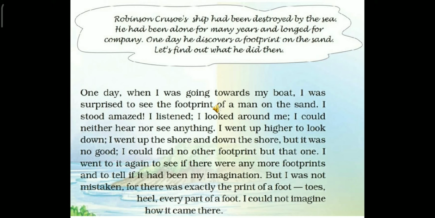And how was he so sure? Because in that footprint, there were prints of the toes, heel, every part of a foot. I could not imagine how it came there. All right, students, now you see, the footprint of a human is very much different from the footprint of an animal or a bird. Now, had it been the footprint of an animal, Robinson Crusoe would have definitely understood. But the footprint that he was seeing there completely resembled a human's foot. Yes, it had toes, it had heel, and it had every part of a foot. And he was just not able to imagine how it came there.